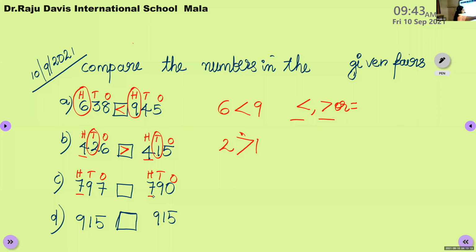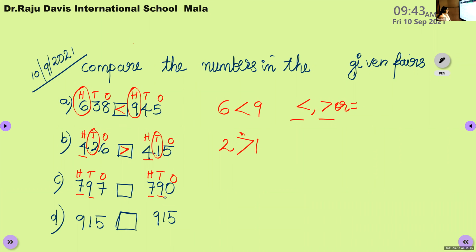Tens place. Tens digits. Here for the first number, how many tens? 9 tens. What about the second number? How many tens? 9 tens. Both are the same. Both have equal tens. So what do we have to do next? Go to the next step. Move to the next place.